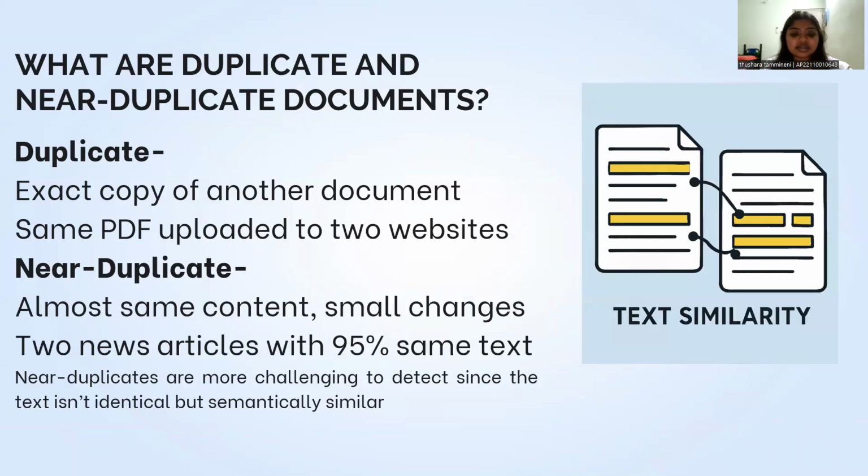Now, let's understand the difference first. A duplicate document is an exact copy, for example, the same PDF uploaded on two different websites. And a near duplicate, on the other hand, is almost identical, but with minor changes, like two news articles about the same event written in slightly different words. Detecting exact duplicates is easy, but near duplicates are the real challenge because the text is not identical, only similar in meaning.